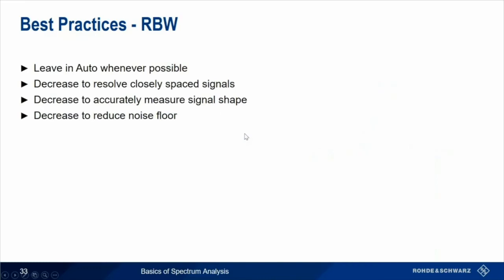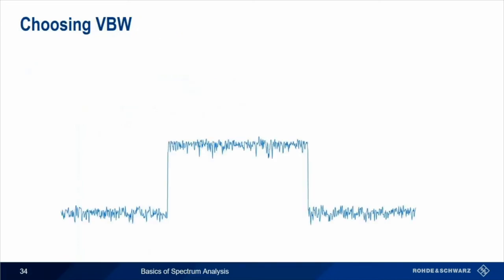I highly recommend leaving the resolution bandwidth in auto whenever possible. Again, you'll want to decrease it to resolve those closely spaced signals. You'll want to decrease it to accurately measure the signal shape, and you'll want to decrease it to reduce the noise floor.